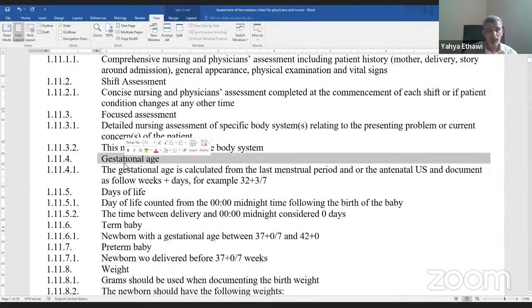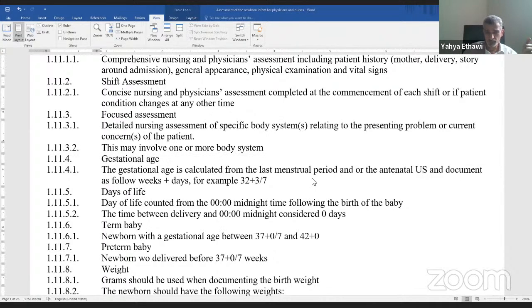Okay, the assessment should include documentation of gestational age, and there is always a problem with gestational age. The gestational age is calculated from the last menstrual period. That's all, not the ultrasound. It's the last menstrual period. If the mother does not know the last menstrual period, or the last one was irregular, then we use ultrasound. And when we say ultrasound, we say gestational age by ultrasound. The gestational age should include weeks and days. This is the typical format that we use in writing the gestational age.